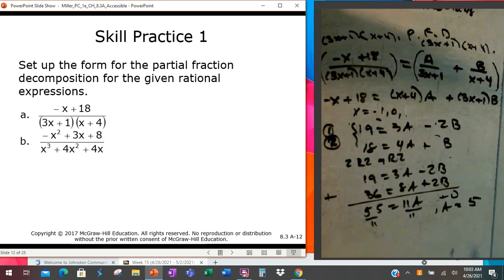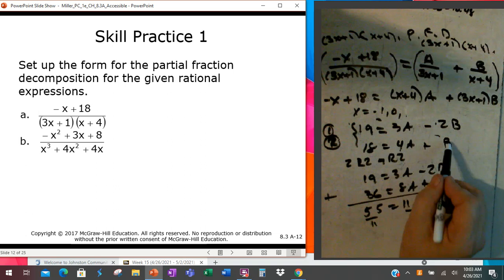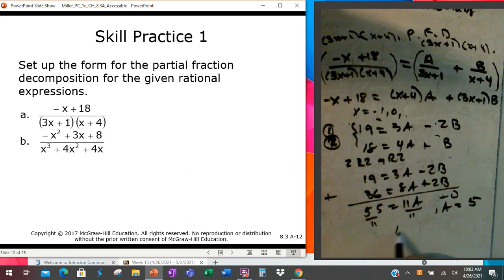And then once I have this, I can pick either one of these. Let's go with this. 18 is equal to 4 times 5 plus B. This is 20. Subtract 20 from both sides, so minus 2 is equal to B.